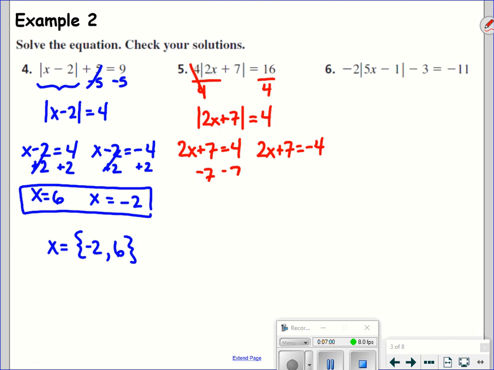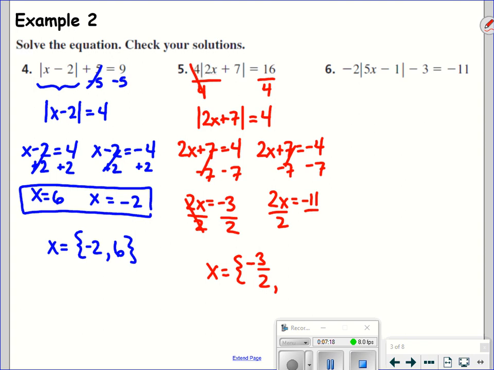Here the steps are to subtract 7 from both sides and then divide by 2. I'm going to go ahead and use that set notation. Let's subtract 7. And for this one, the solutions we arrive at are negative 3 halves and negative 11 halves. If I wanted to check my work, all I would have to do is substitute those answers back into the original equation and make sure it made a true statement.